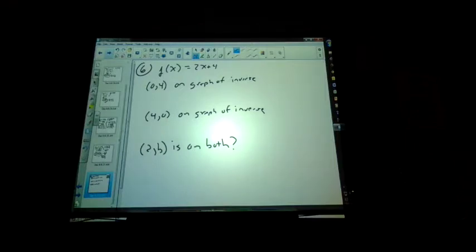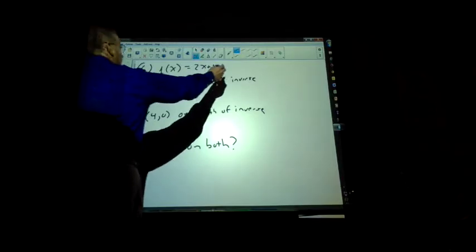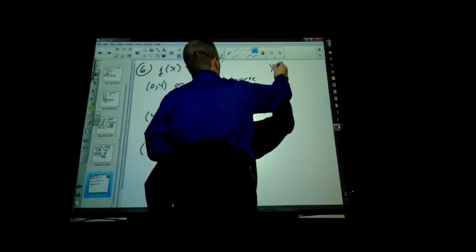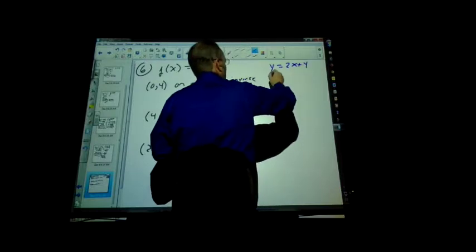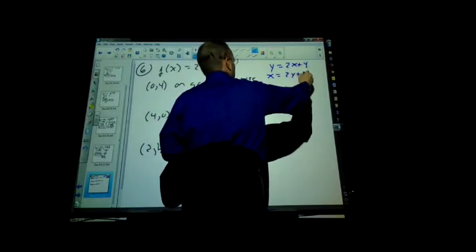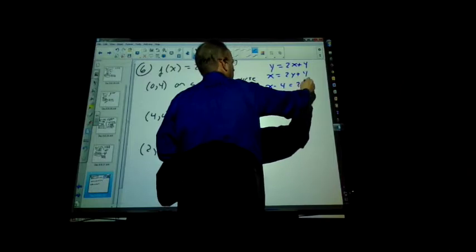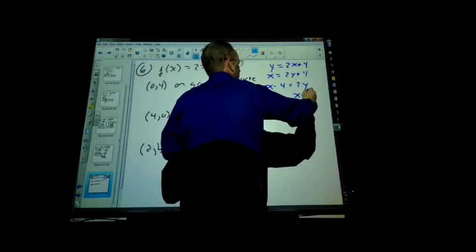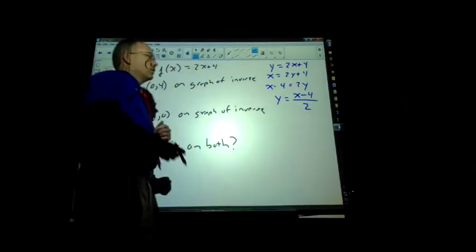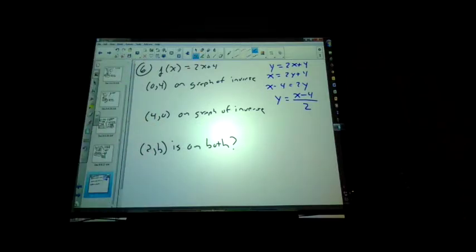Okay, is 0, 4 on the graph the inverse? Is 4, 0 on the graph the inverse? And what point A comma B is on both the inverse and the original? Should we find the inverse to see if this point's going to work? So if we find the inverse, I get this. Y equals 2x plus 4, flip-flop x and y. That should be our inverse.